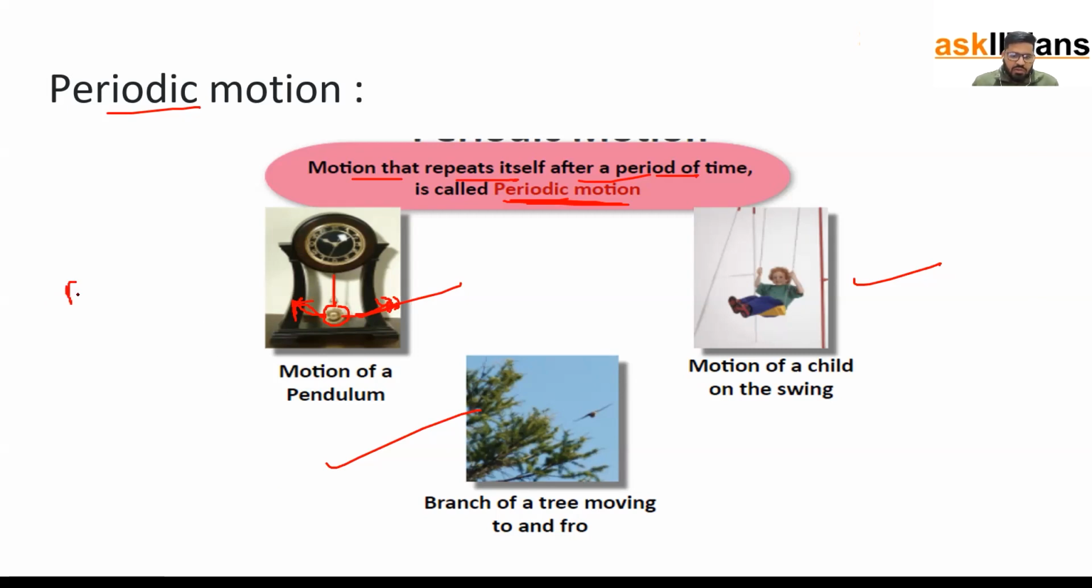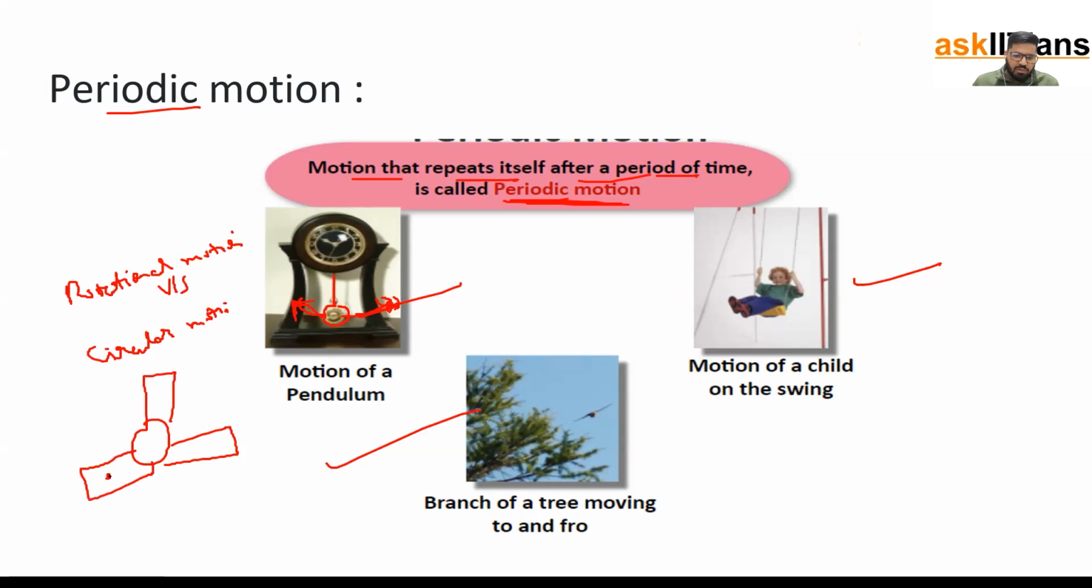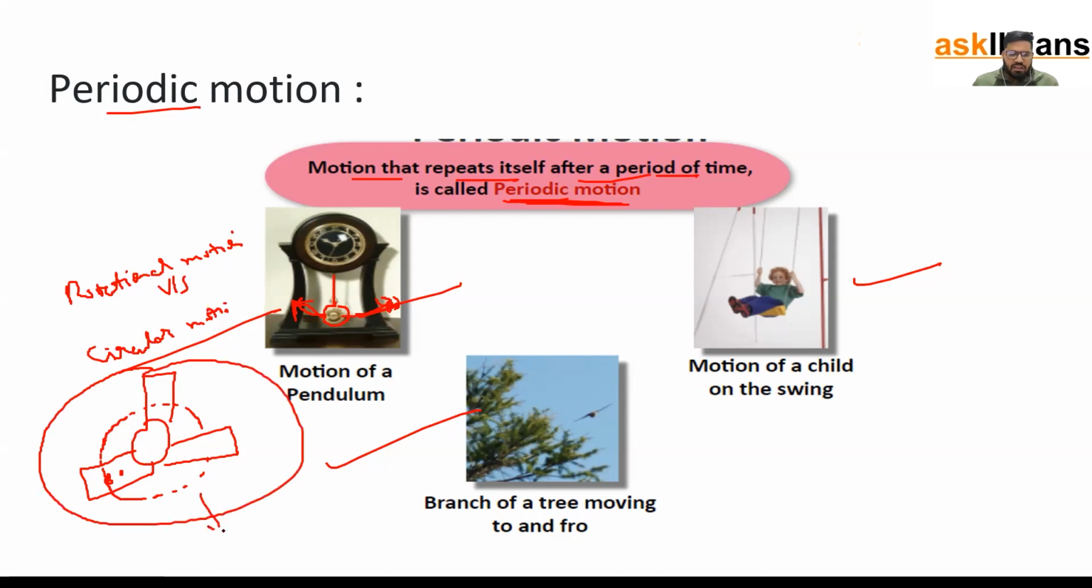Now there is one more motion, which is known as rotational motion. So what is the basic difference between rotational motion and circular motion? Rotational motion versus circular motion. If I take the example of a fan, these are the blades of an electric fan which are moving. If I take a point on this fan here, you will see that when the fan is moving, this point is moving like this. If we are considering this point only, or any point on the blades, then that will be doing circular motion. But if I take this fan as a whole body, this complete fan is not rotating along any point.